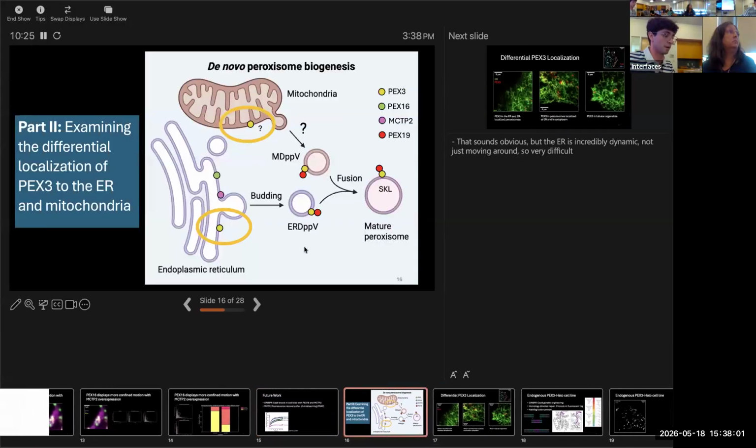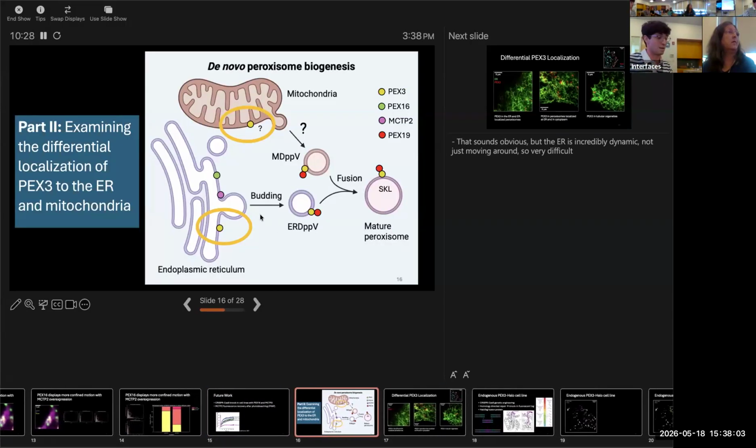And so for the second part of my talk, I'll talk about this third protein, which is PEX3. PEX3 has been shown in various immunofluorescence and plasmid-based overexpression imaging experiments to localize both to the mitochondria and to the endoplasmic reticulum. And so I think the main question is, which one of these, or are both of these, real? And what is it doing at each of these places?